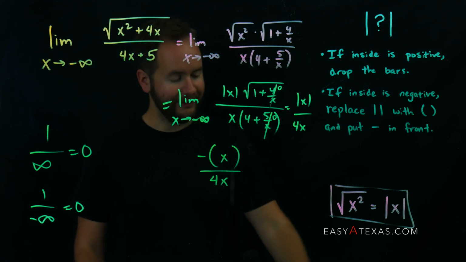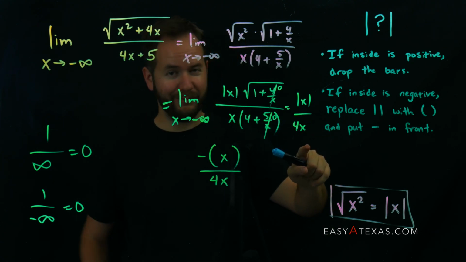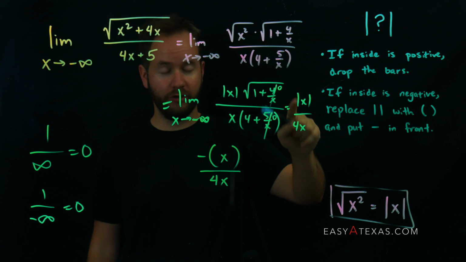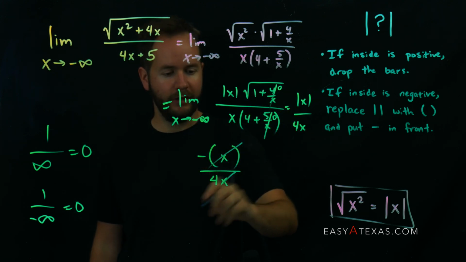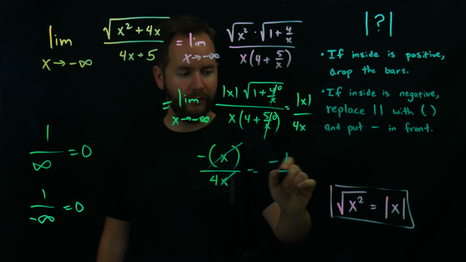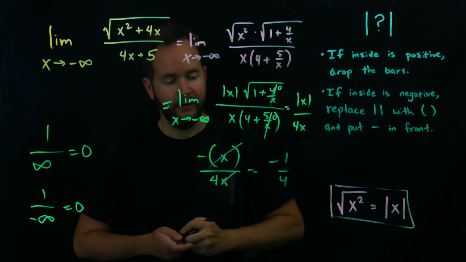You might have tried to cancel this x and this x, but you can't do that just yet. You have to make sure you resolve these absolute value bars first. Once they're resolved, I can now cancel the x's, and I'm left with negative 1 over 4, and that is my final answer.